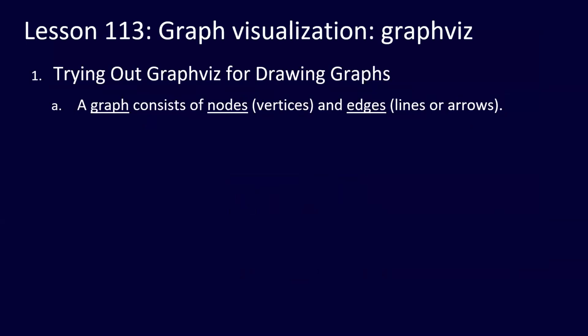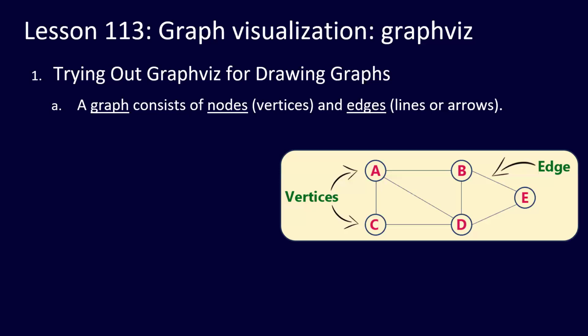A graph in computer science is a set of connected nodes, connected using edges. Okay, it's something like this. It's a little bit different from what we learn in elementary school.